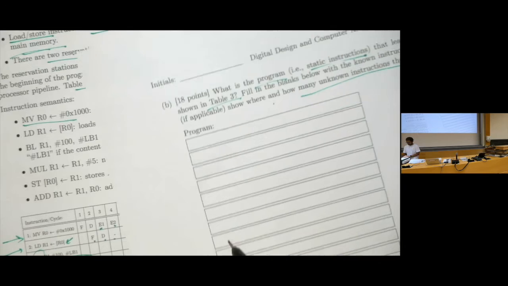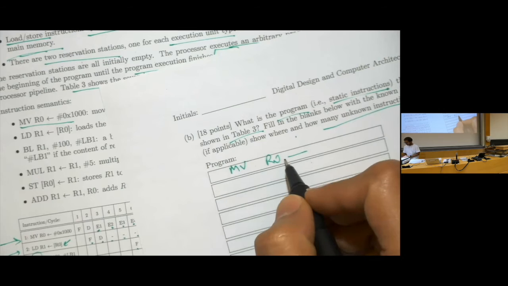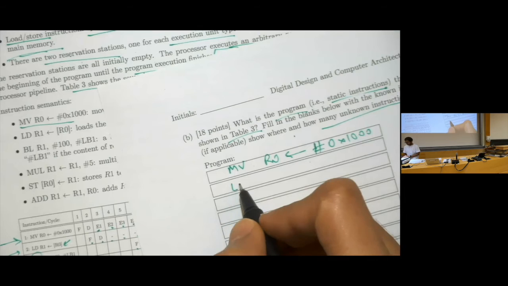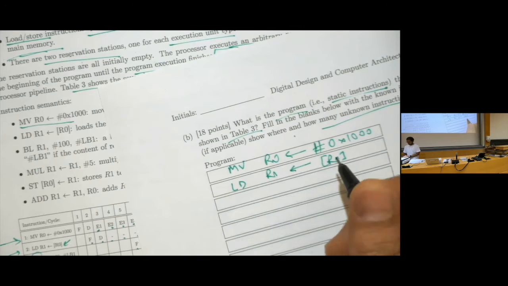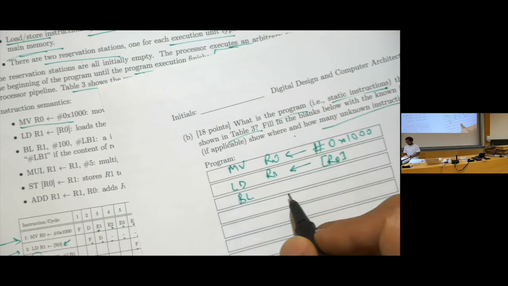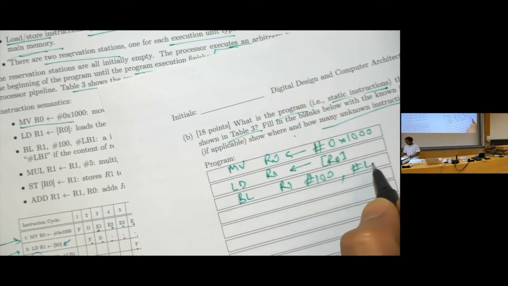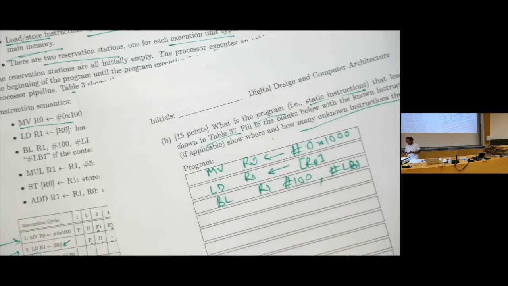Okay, let's do that. So we have this move R0, 0x1000. Then we have a load R1 from R0. All right. Then we have a branch if less than, BL, R1. Okay, now at this point, I should take a look at the instruction semantics to figure out what could be wrong here, because I don't know what this branch does. I see a BL. This word means nothing to me until I read it.